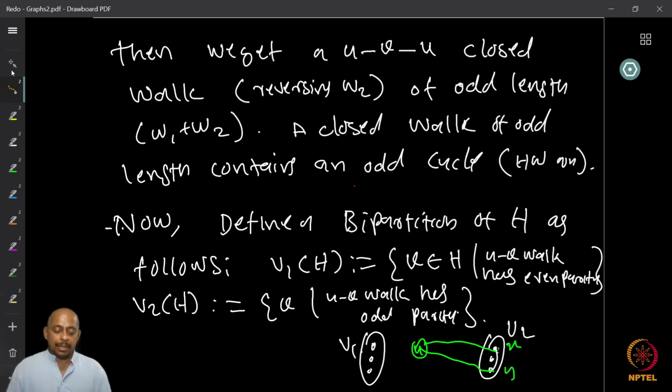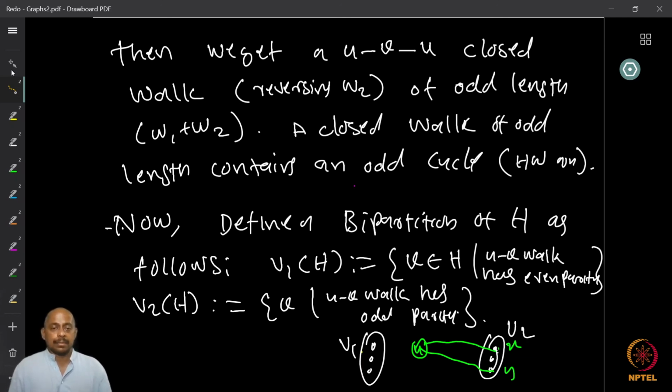So collect them together and then form the subgraph as follows, right? So the partition is as follows. V1 of H is defined as the set of all vertices in H such that the UV walk has even parity. Then V2 of H is the set of all vertices such that the UV walk has odd parity. The claim is that V1 and V2 form a partition of H into independent sets. So V1 is independent and V2 is independent.